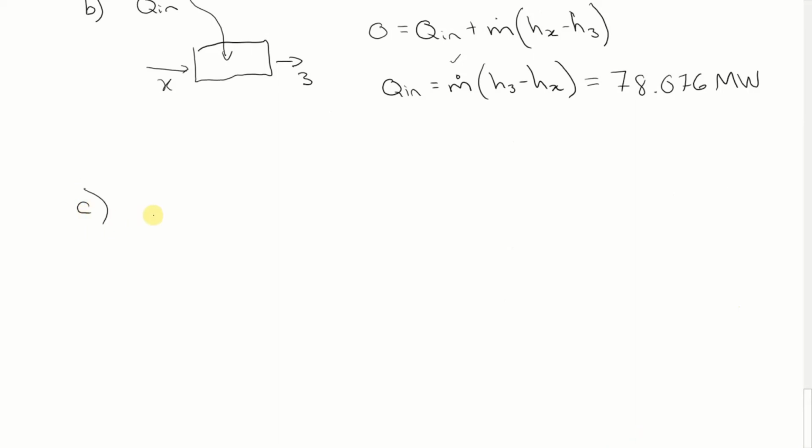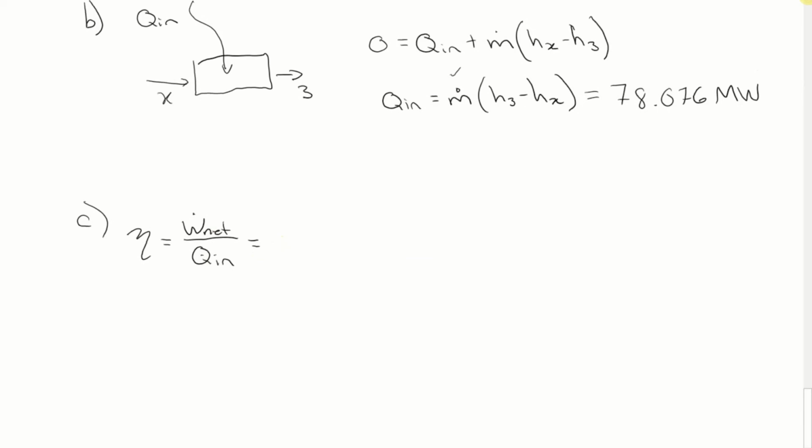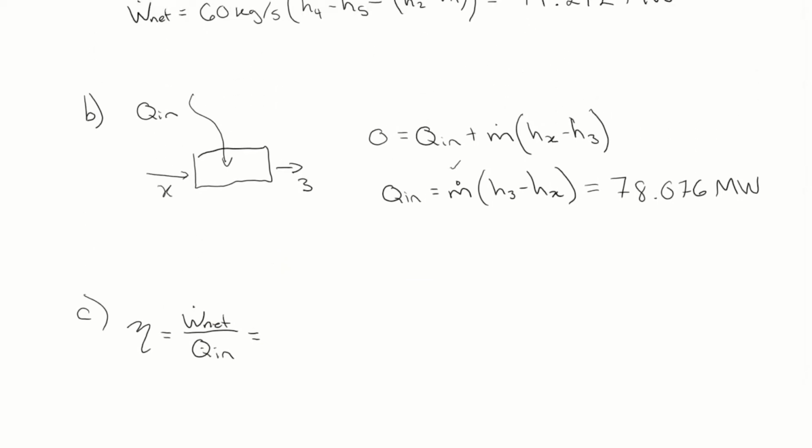Part C asks for our thermal efficiency, which is again what we're trying to achieve, that net power, divided by what we pay for. And of course what we pay for is more than what we get, and in this case we have just calculated this, so we're looking at 78.076 divided by 49.292, which is equal to 0.63%.